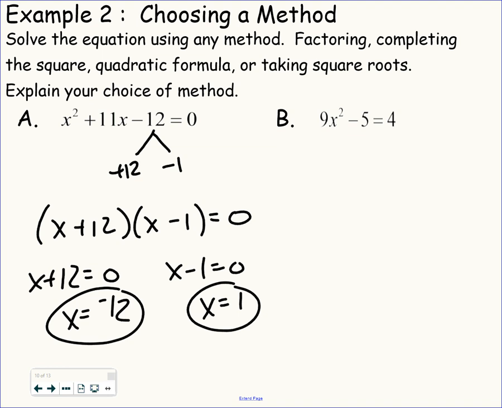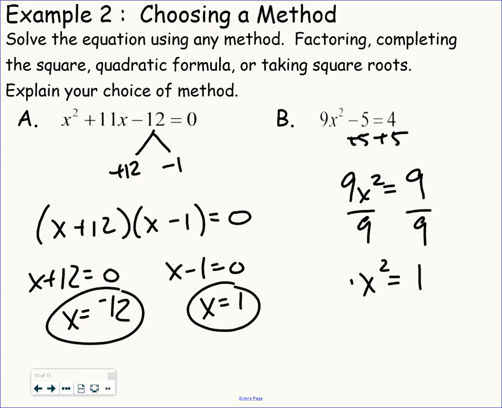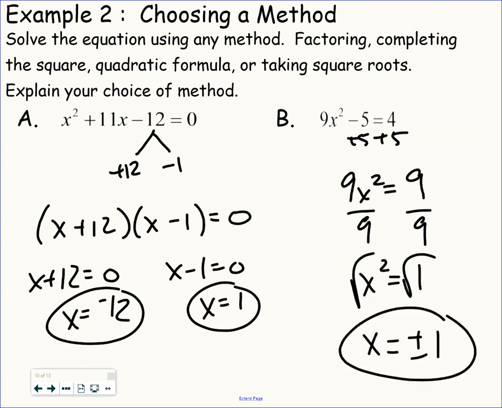Next, I only see an x squared. Well, if I only see an x squared, my go-to method is going to be square root property, because I can solve this for x squared and then take the square root of both sides. Don't forget, anytime you take the square root of both sides, you're always going to get a plus or minus answer. So this one is plus 1 and minus 1.